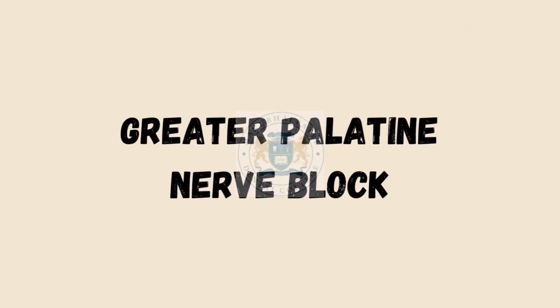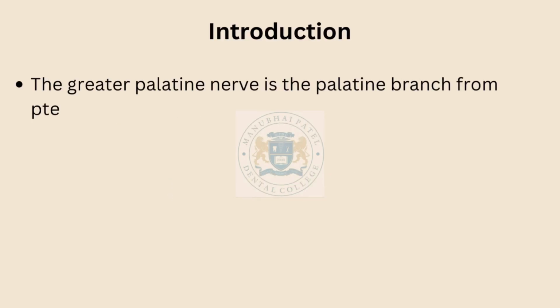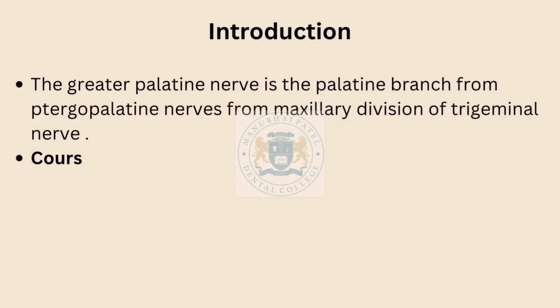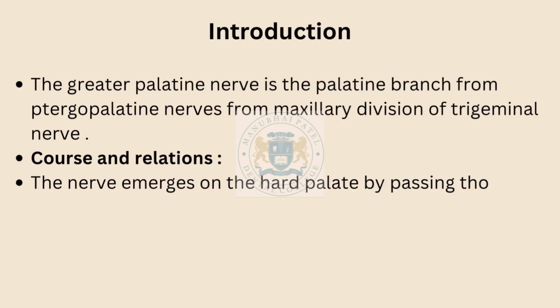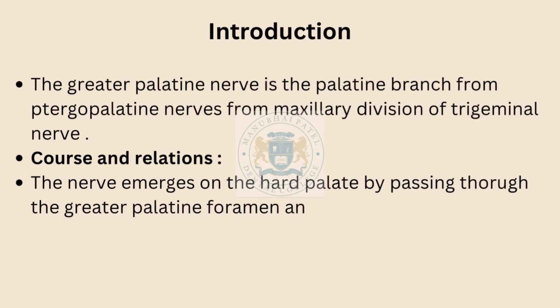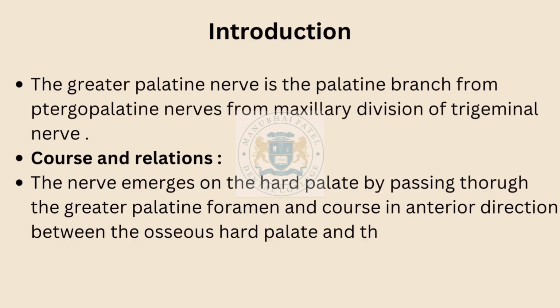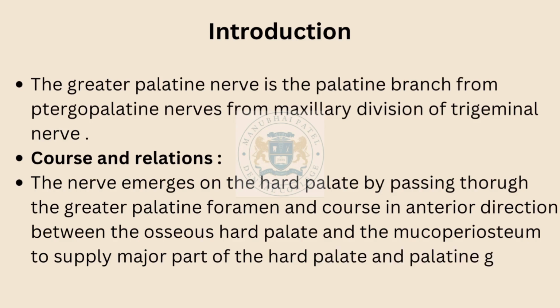Last is greater palatine nerve block. Starting with introduction. The greater palatine nerve is the palatine branch from the pterygopalatine nerves from the maxillary division of the trigeminal nerve. Course and relations. The nerve emerges on the hard palate by passing through the greater palatine foramen and courses in an anterior direction between the osseous hard palate and the mucoperiosteum to supply the major part of the hard palate and palatine gingivae.